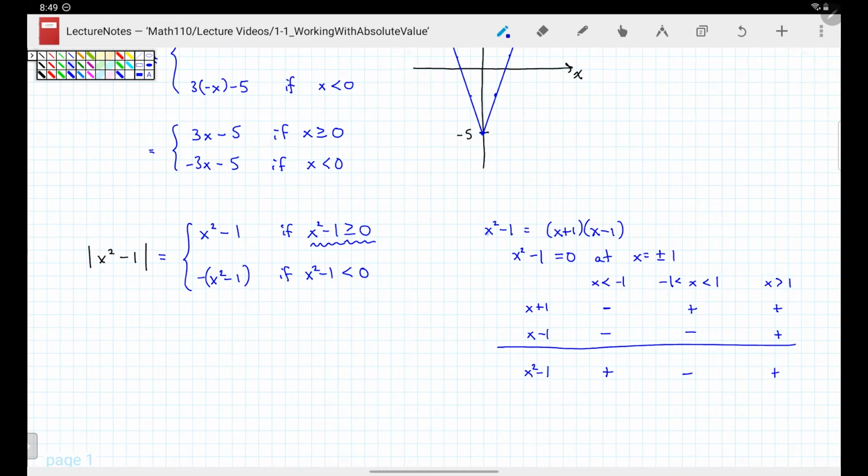Another way to see it is x squared minus 1 is the transformation of x squared down 1 unit. So it looks like this, and it has intercepts at negative 1 and 1. And so we see the y coordinates are positive to the left of negative 1 and to the right of 1, and negative in between those two x coordinates.